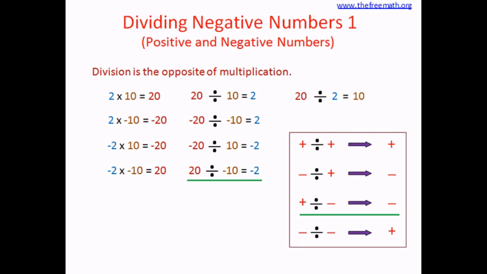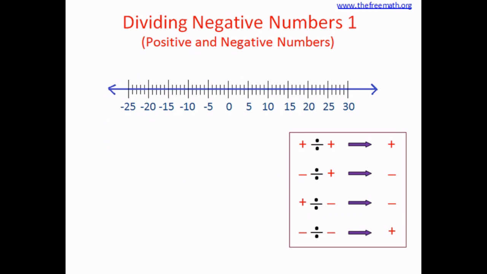But how does this work on the number line? Does it work on the number line? Let's take some examples and check it out. The first one is the most easy example. Both the numbers are positive. 20 divided by 2. So 20 divided by 2 means make two equal parts of 20.